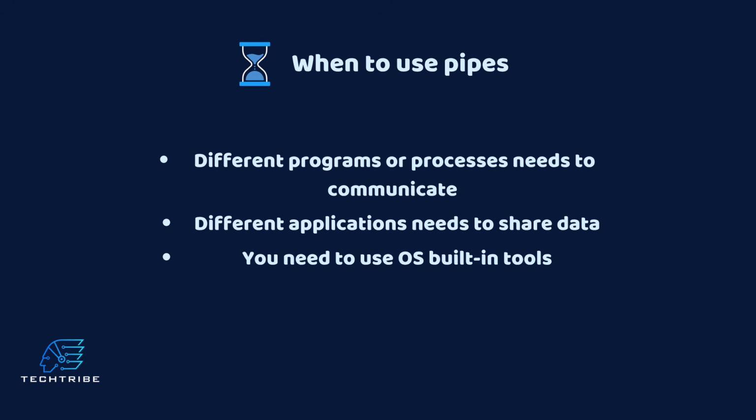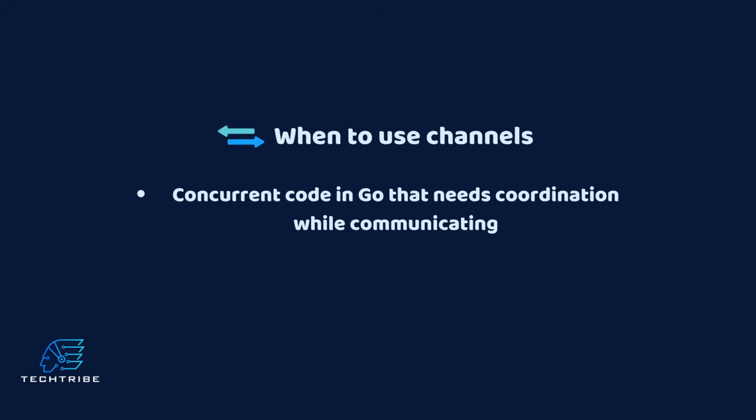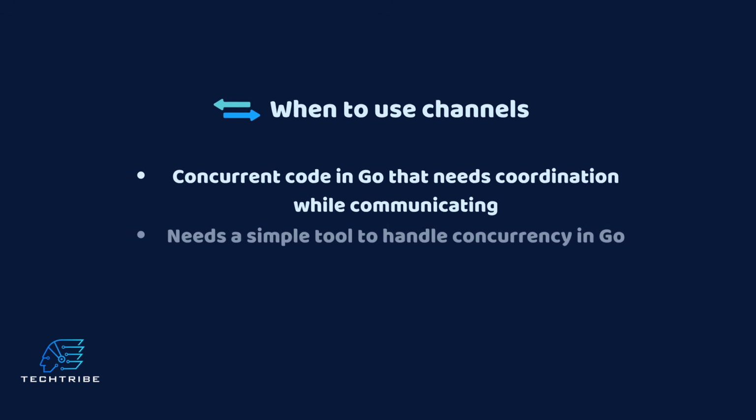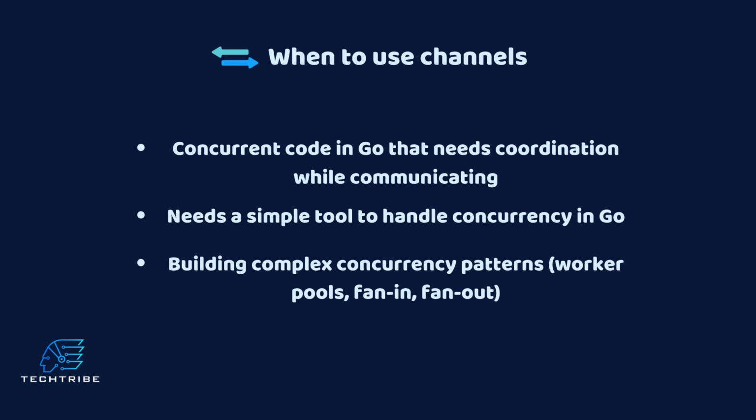And when should you use channels? You're writing concurrent Go code and need goroutines to coordinate communication. Or you want a simple, safe way to handle concurrency in your Go program. Or you are building complex concurrency patterns like worker pools or fan-in or fan-out operations. Those would be great fits for using channels.